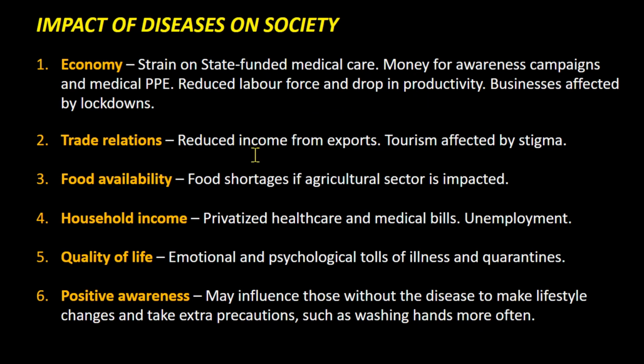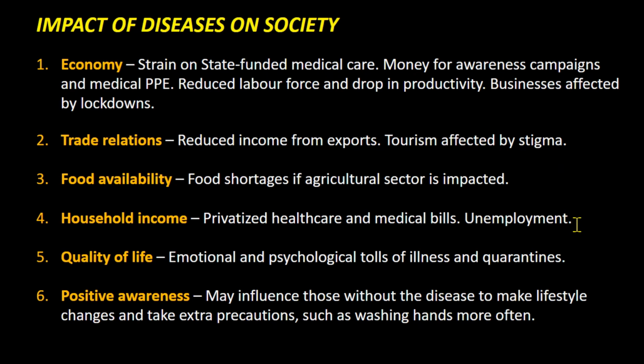2. Trade relations. There's reduced income from exports, and tourism could be affected by stigma. Not many tourists want to go where they know they could get malaria and dengue easily. 3. Food availability. Food shortages can occur if the agricultural sector is impacted. 4. Household income. Privatized healthcare and medical bills are very expensive.